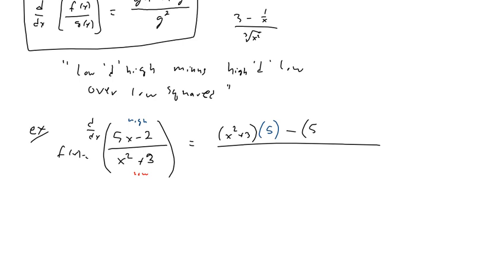high d low. What's the derivative of my bottom equation? Low d high minus high, I left the 5x minus 2 alone, times the derivative of the bottom equation, x squared plus 3. The derivative of x squared plus 3 is 2x. That's my power rule. Bring the 2 down in front, get rid of the 3. So it's low d high, low times the derivative of the high, minus high d low, all over the low part squared.